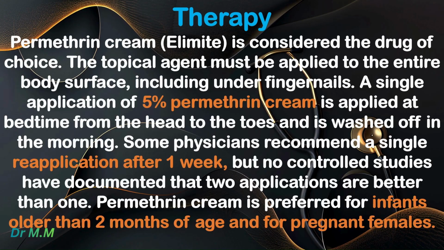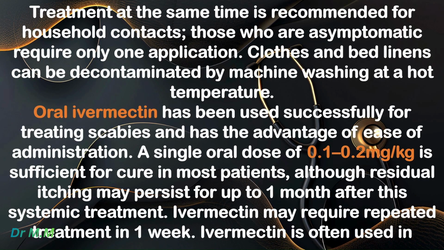Permethrin cream is preferred for infants older than 2 months of age and for pregnant females. Treatment at the same time is recommended for household contacts. Those who are asymptomatic require only 1 application. Clothes and bed linens can be decontaminated by machine washing at a hot temperature. Oral ivermectin has been used successfully for treating scabies and has the advantage of ease of administration.